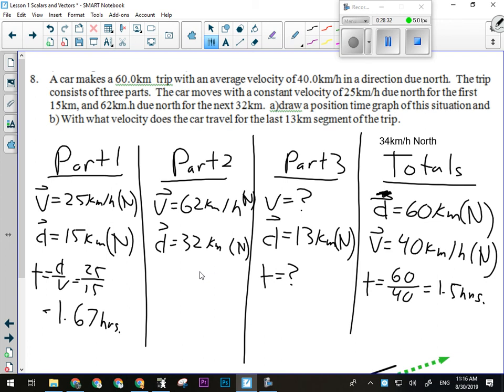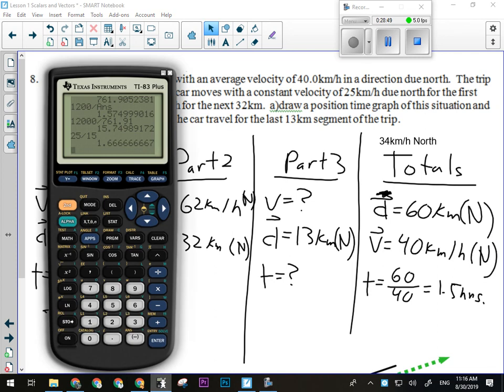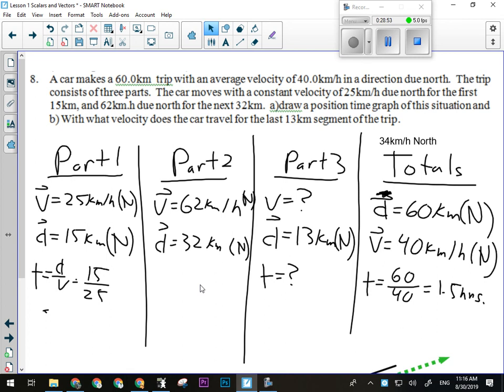Okay, and sorry, that's not right. What did I screw up? Oh, I got it backwards. That's why I screwed up there. It's 15 over 25. Sorry, guys. 15 over 25. That's going to be a much different number. Okay, 0.6. All right, so we got 0.6 hours.